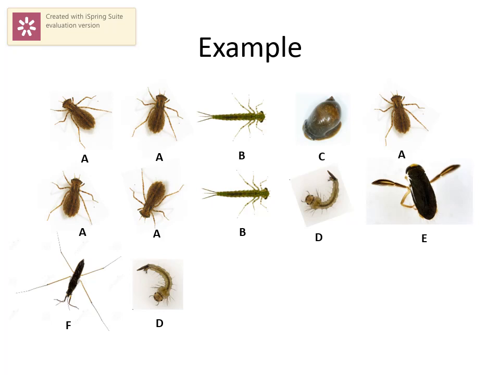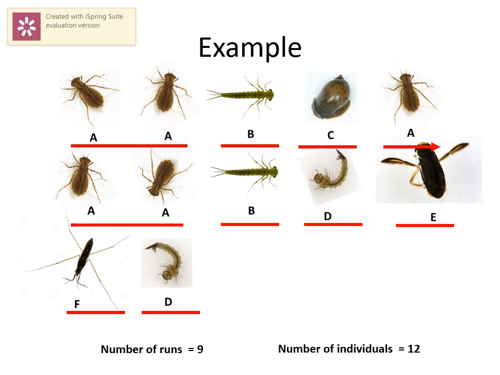We have another new one, F. And then finally, there is another one we've seen before, that is D. Okay, so then what we do is we count up the number of runs. And remember, those are the number of adjacent organisms that are the same species. So we have two A's side by side. That is one run.